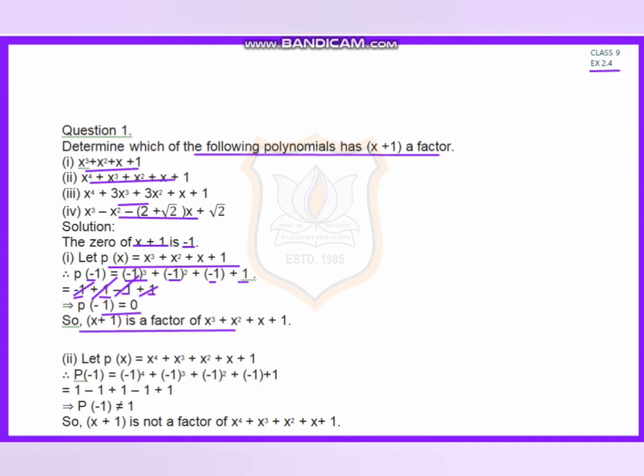In the same way, if I put the value of minus 1 in x power 4 plus x power 3 plus x square plus x plus 1, we get minus 1 power 4, minus 1 power 3, minus 1 power 2, minus 1 and 1. The result is 1, minus 1, plus 1, minus 1 and 1. Here we cancel out the plus 1 and minus 1, and this plus 1 and minus 1 also cancel out. We are getting only a single 1. If we get 0 as the result, it is a factor. Here we get the result equal to 1, so x plus 1 is not a factor of x power 4 plus x cube plus x square plus x plus 1. In the same way, you have to solve question number 3 and 4.